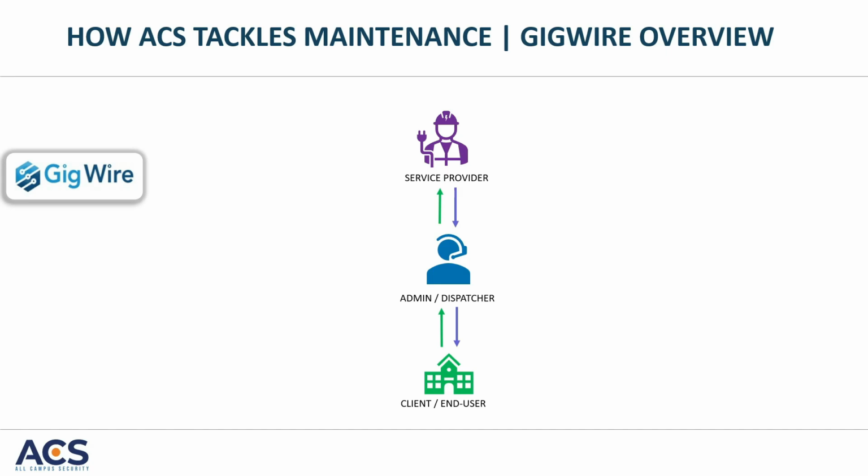Now, in a moment, I'll provide you with an overview of GigWire and what it looks like to create a ticket from a client's point of view, to what ACS, in this case acting as the admin or dispatchers, see after that ticket comes in, along with what one of our technicians or one of the many members of our vetted, background-checked, drug-tested subcontractor network see in GigWire as they are assigned the ticket and work on resolving it.